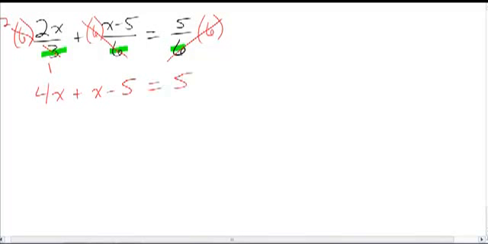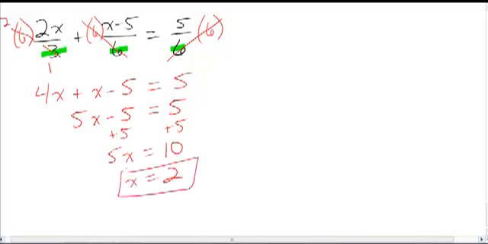Now it's a pretty simple problem. So I've got 5x minus 5, just combining my like terms there. Then I would add 5 to both sides, and now I have 5x equals 10. Divide by 5, and you get x equals 2. And you can always plug it back in and check to see that it makes sense, and it does. If you plug 2 back into the original equation, you'll get the right answer. You'll get the same thing.